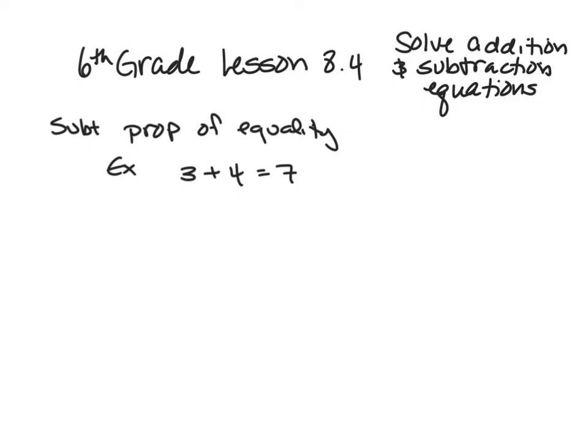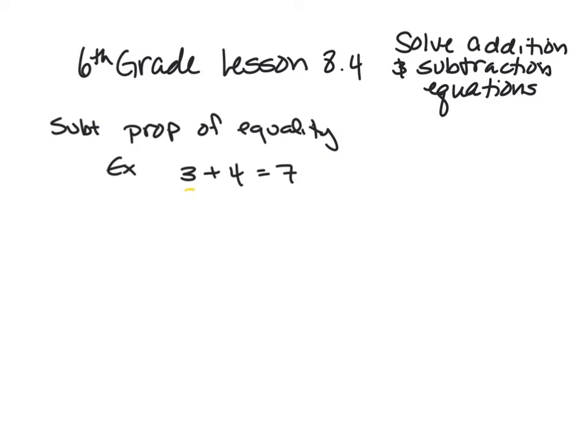Okay, so the subtraction property of equality is just stating that if you subtract the same exact number from both sides of an equation, both sides of the equal sign, the two sides of the equation will remain equal. And of course, there is their example, they use 3 plus 4 equals 7. And of course, you recognize that. You know 3 plus 4 equals 7. But this is what they use to prove it.